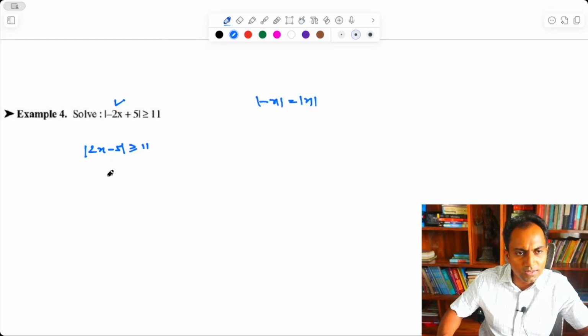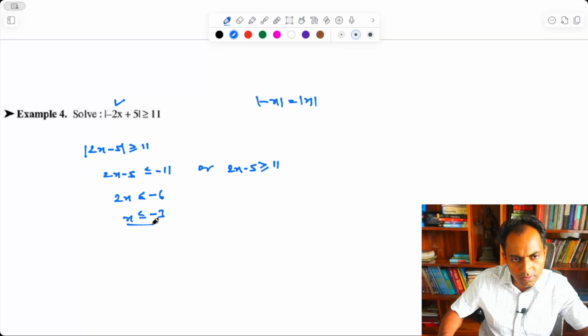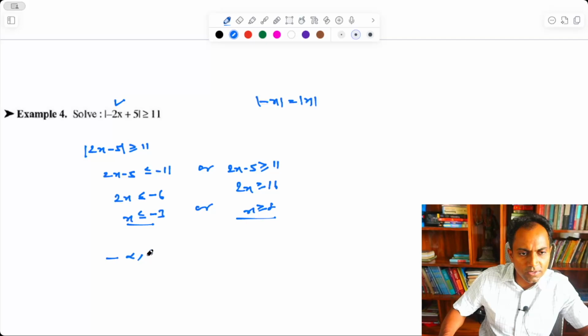Once you have got this, now this can have two interpretations. One, it could be smaller than or equal to -1, or 2x minus 5 could be greater than or equal to 11. If I solve the first part, it becomes x is smaller than or equal to -3. Or if I do the second part, 2x is greater than or equal to 16, x is greater than or equal to 8. My answer becomes -infinity to -3, -3 is included, union 8 to infinity. 8 is again included.